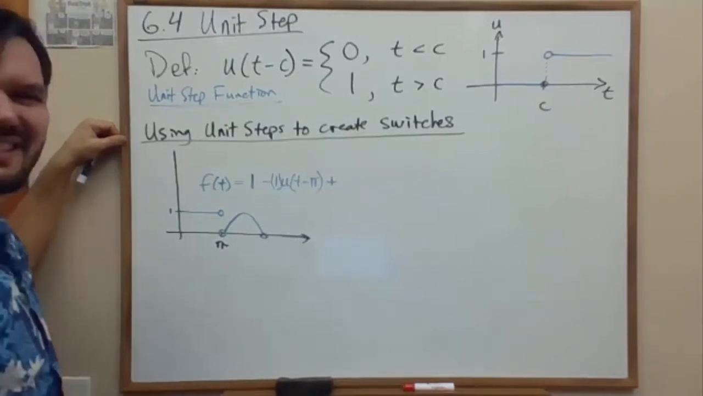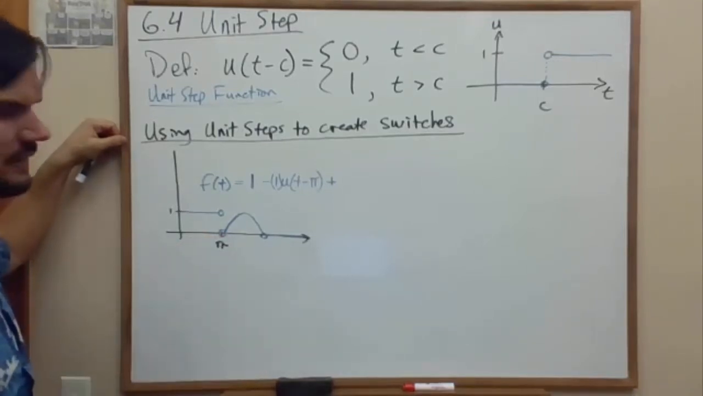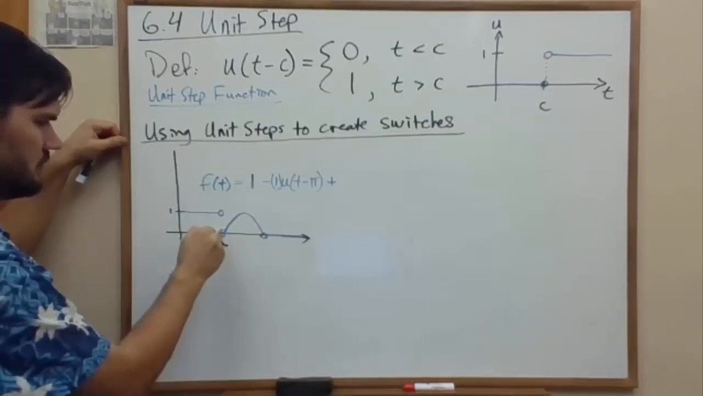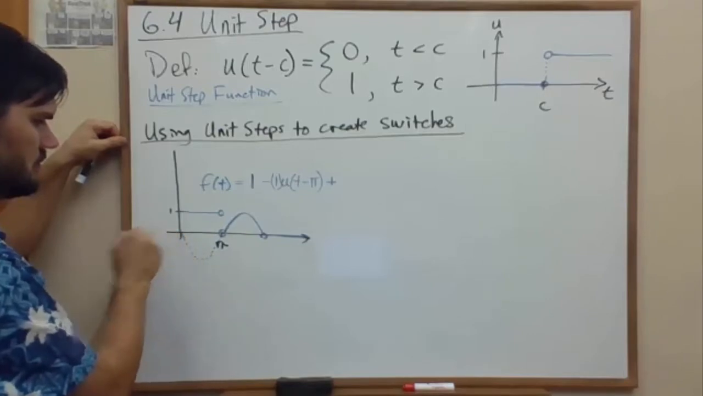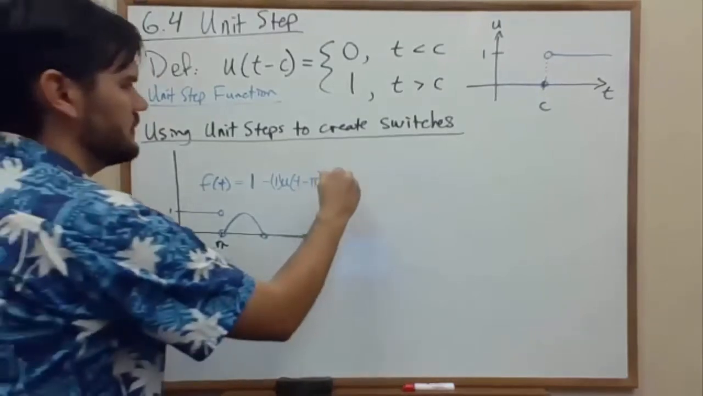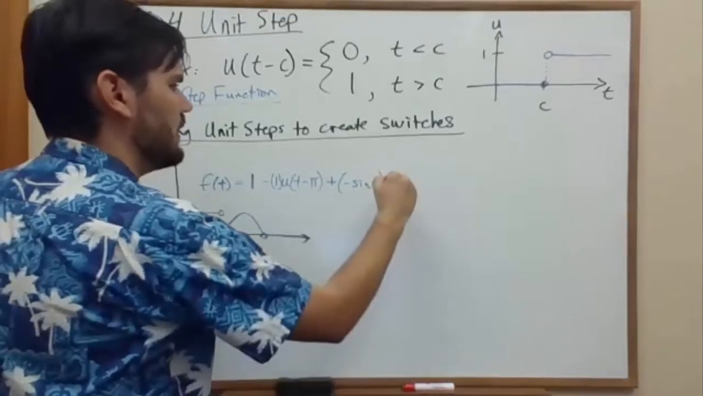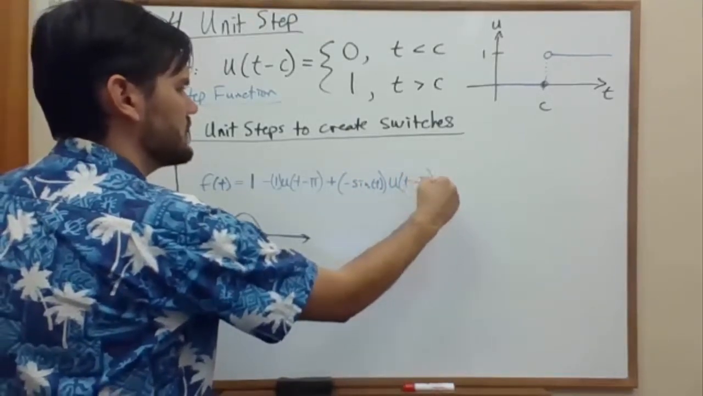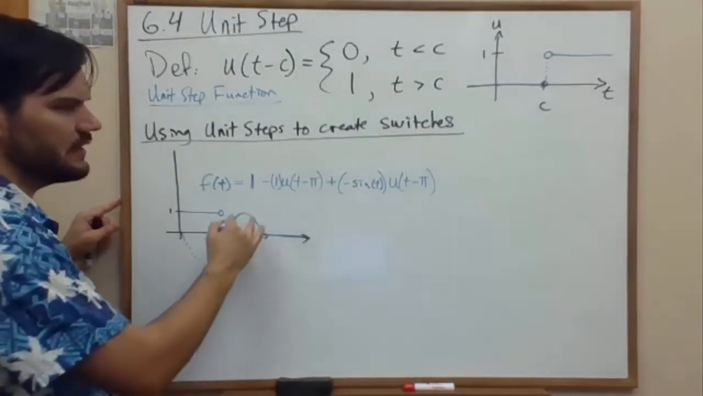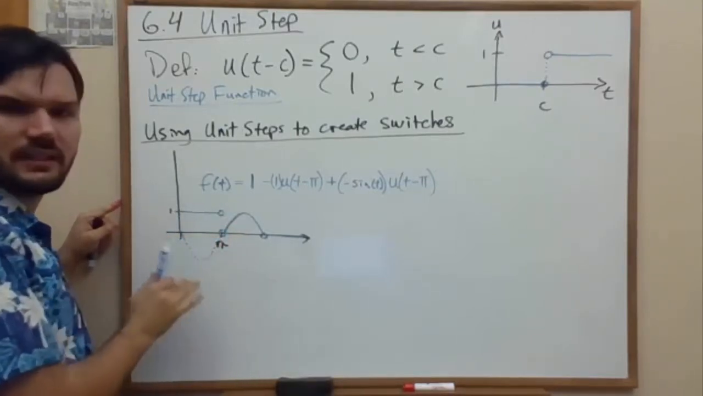Now the question is, what's the sinusoidal function that we turn on? It looks like it's a sine that just started right here at pi, but really we turn on a negative sine of t at t minus pi. So it's a sine of negative t. We just ignored it during the first wave, and then we turn it on when t equals pi.